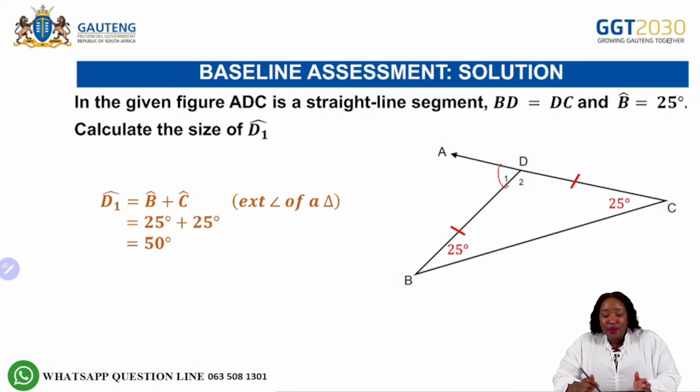Okay, so I'll just give you 1 minute if you need to do your corrections. You only get a mark if you've given a statement and a reason for your exterior angle. 1 minute.